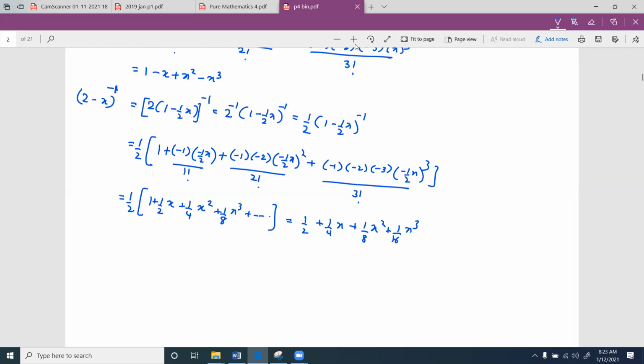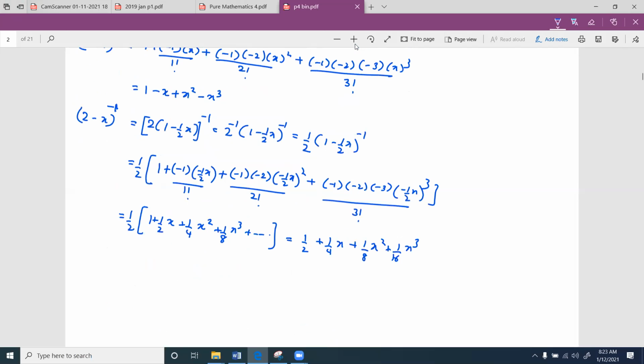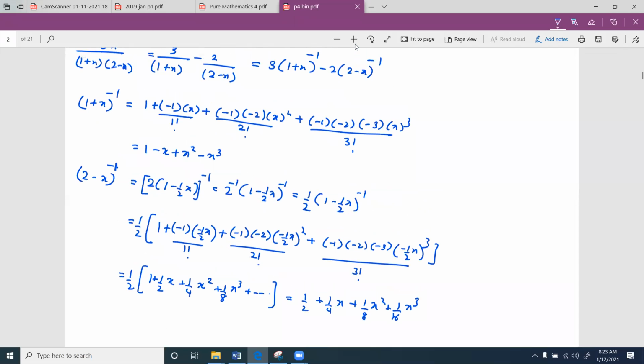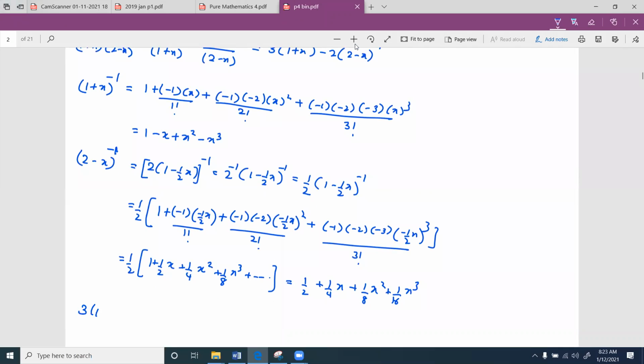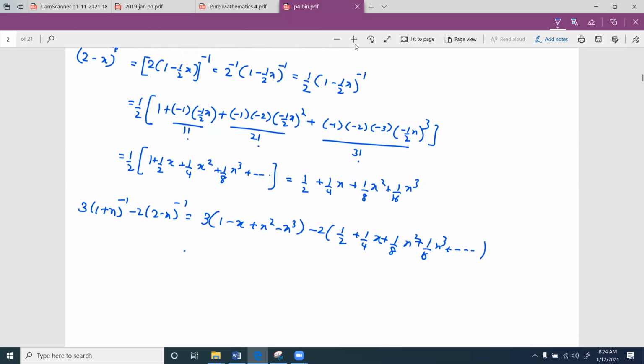Then you can write the above expansion as 3 times the first expansion minus 2 times the next expansion. The final answer is 3 times (1 plus x) to the power minus 1 minus 2 times (2 minus x) to the power minus 1. So 3 times the first part, 1 minus x plus x squared minus x cubed, minus 2 times this bit: 1 over 2 plus 1 over 4 x plus 1 over 8 x squared plus 1 over 16 x to the power 3, and it goes on like this. If you do this, it turns into 3 minus 3x plus 3x squared minus 3x cubed.